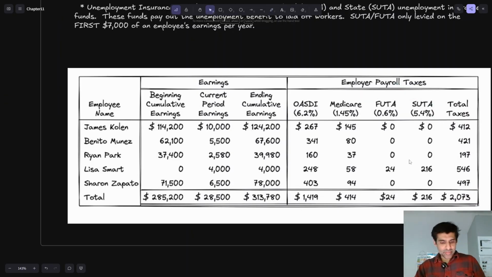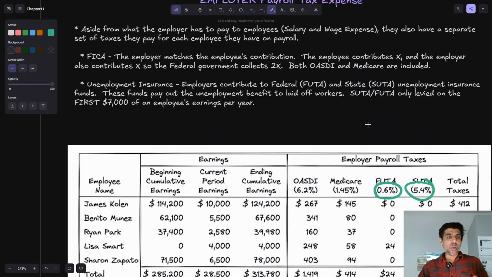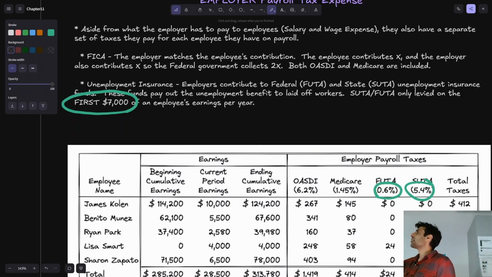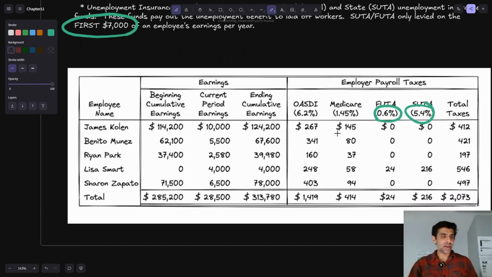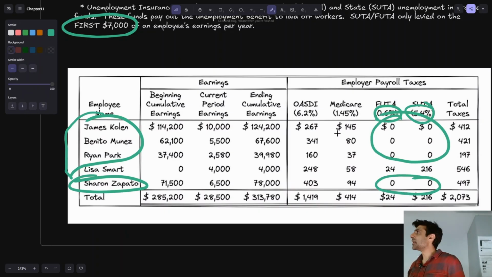Okay. And again, the rates are here. FUTA is 0.6%, SUTA is 5.4%, but they're only levied on the first $7,000. Okay. So every year, every employee on the first $7,000 they earn, they will pay these. And then after that, there's no tax. So you can see here that all these employees, actually these three and this one, have already contributed. Okay. At the start of the year, they already contributed towards these funds because it's on the first 7,000 every year.